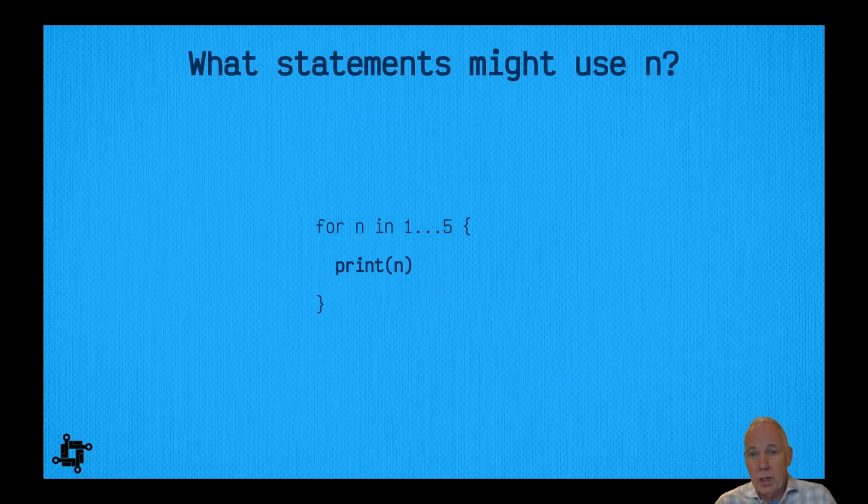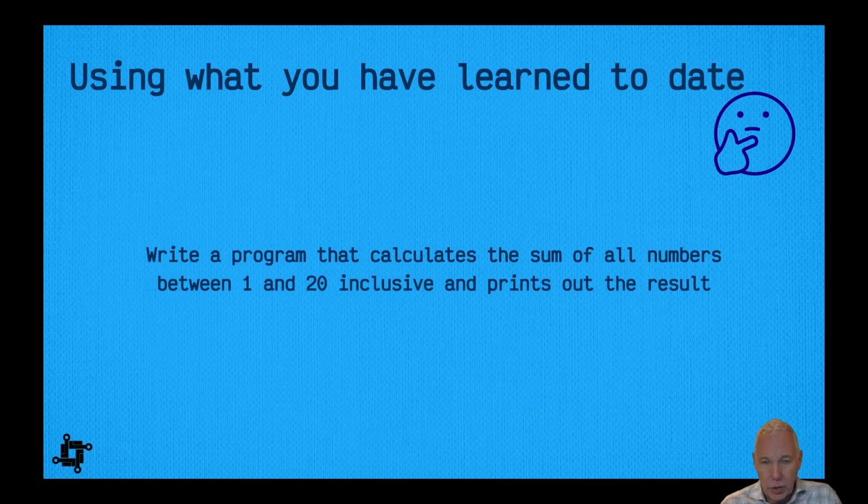And so this would be a great exercise for the students to fire up either the playground or Replit and go ahead and enter this code into it and watch what happens. And they should see 1 through 5 printed out. Now, also using what we've learned to date, what if we wanted to write a program that actually calculated the sum of all numbers between 1 and 20 inclusive, that's the key word here, and it prints out the result.